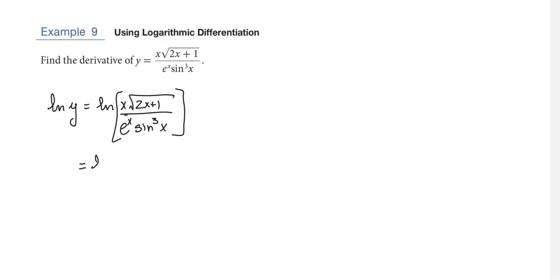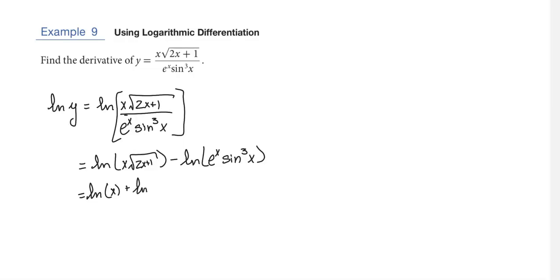So that division means I would take the ln of the top of the fraction and subtract the ln of the bottom of the fraction. And then we can expand this further. This product means this is going to be the ln of x plus the ln of the square root of 2x plus 1 minus, we're going to have the ln of e to the x plus ln of sine cubed of x.